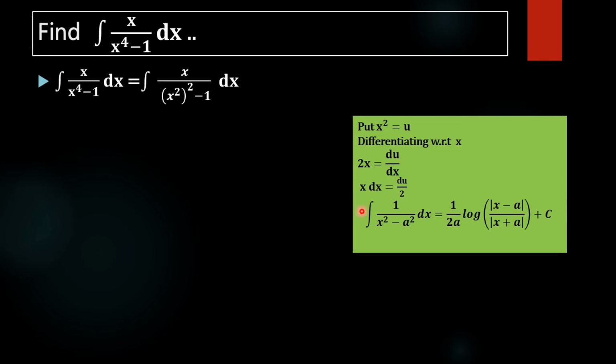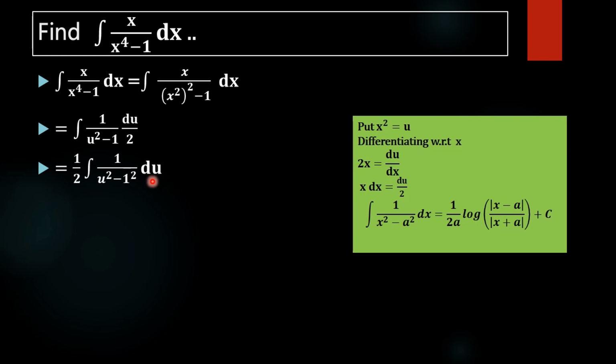That is, we are substituting x squared equal to u in this integral. We will get u squared, since x squared equal to u, then x squared whole squared is u squared, minus 1, and x dx will turn into du by 2. Next, we have to find the value of this integral. Before that, we are taking the 1 by 2 to the outside of the integration. That is, 1 by 2 integral of 1 by u squared minus 1 du.